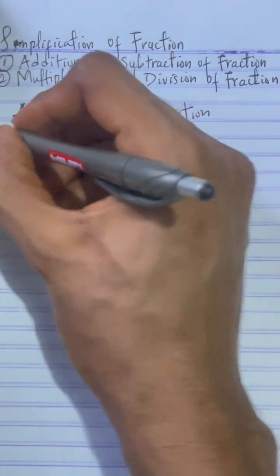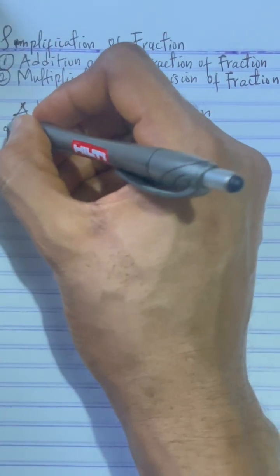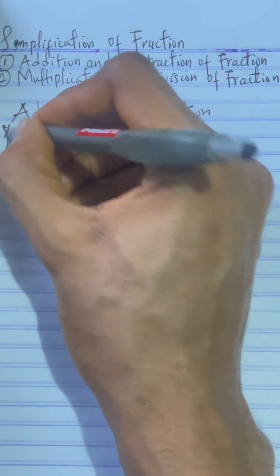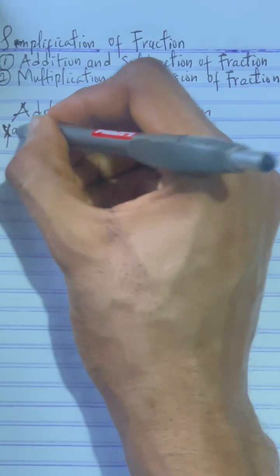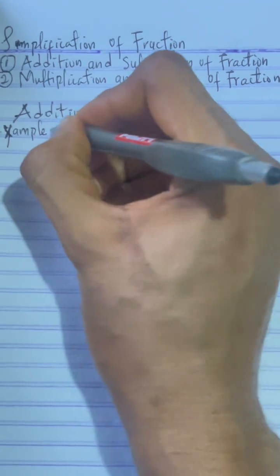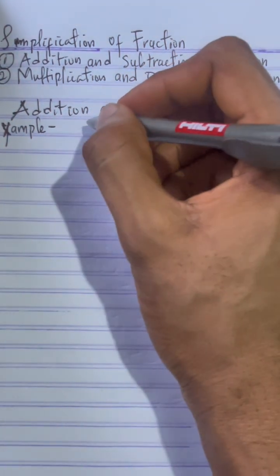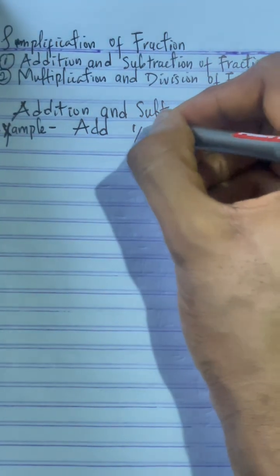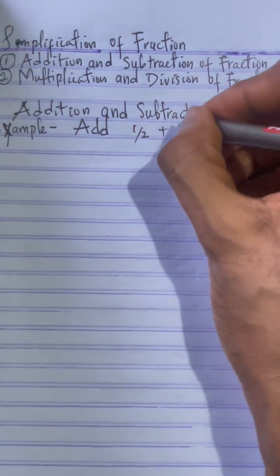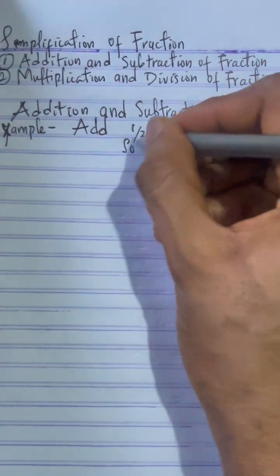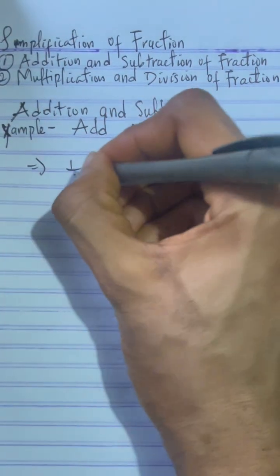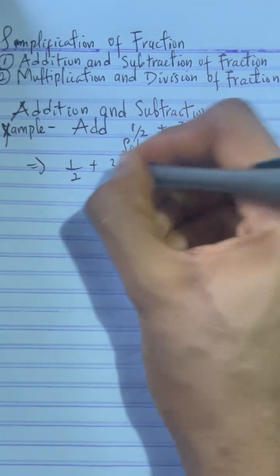So now let's take an example. Example: add 1 over 2 plus 3 over 4. So how do we add this now? Solution: we have 1 over 2 plus 3 over 4.